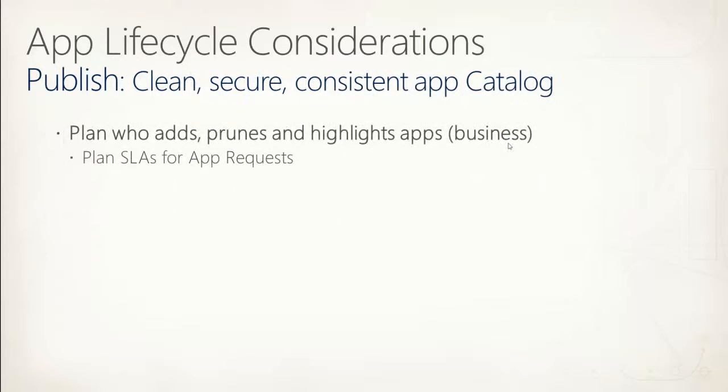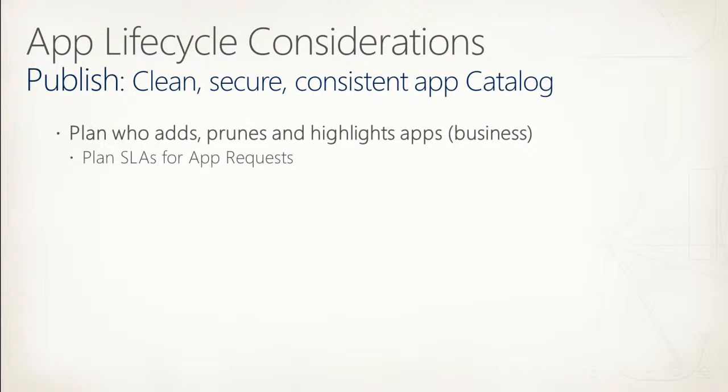So let's talk more about the app catalog. So I want to put one out there. What processes should I follow? How do I decide whether or not to approve an app? So let's think about it. Going back to that demo that we showed with application request, you have to plan for some sort of service level agreement associated with that request.